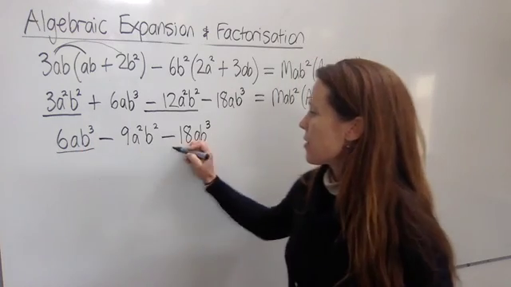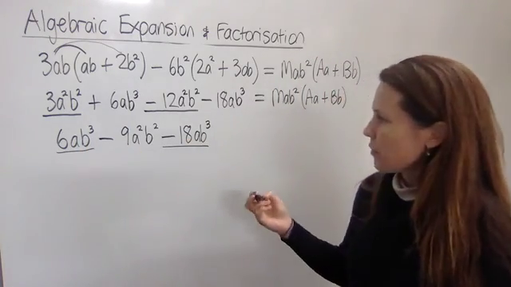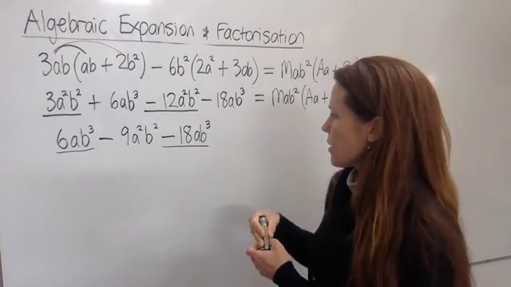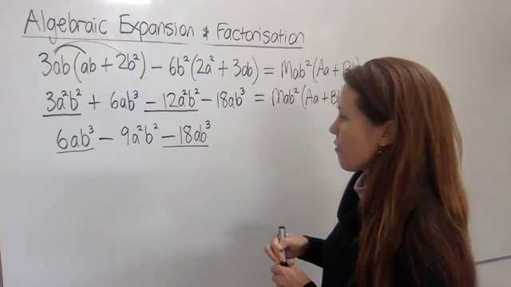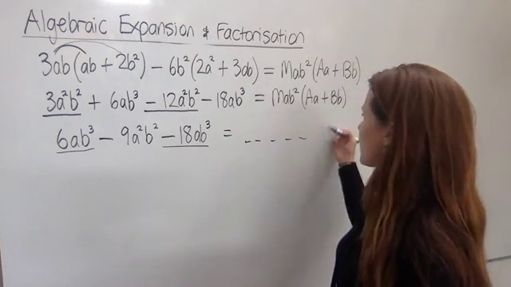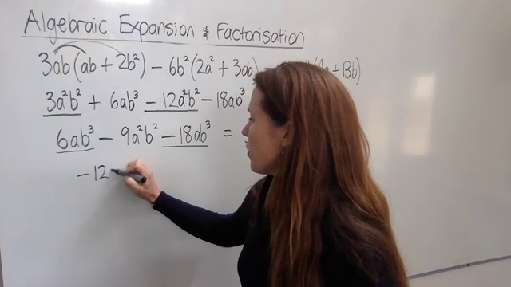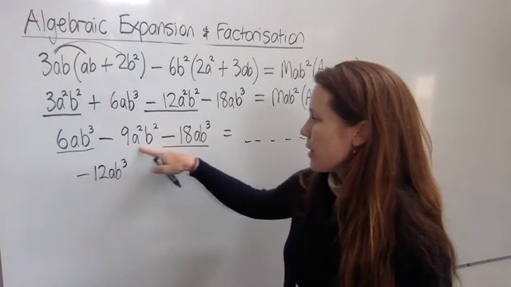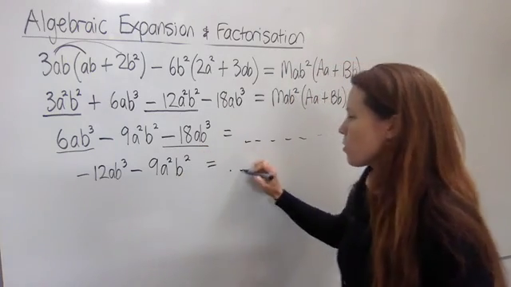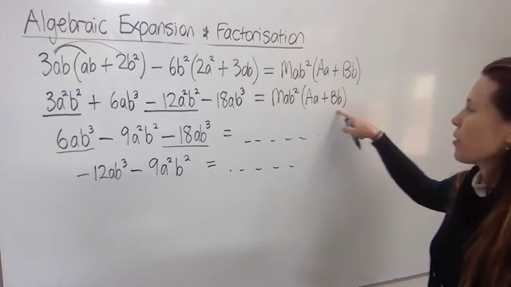Now I can see that these are actually like terms as well. I'm just doing one thing at a time there. So if I've got 6ab cubed and I subtract 18ab cubed, then I'm going to have minus 12ab cubed. So this side equals the same thing as all of that. I'm not going to bother writing it this time. I have minus 12ab cubed minus this part equals all of that. Now at this point, that does not look like what I'm going for.